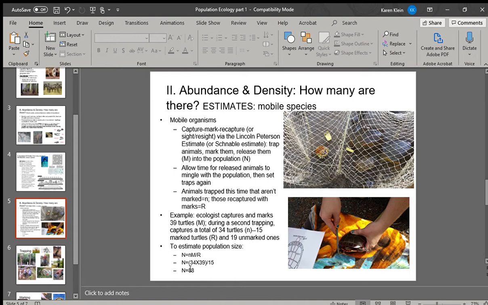You can, again, use confidence intervals to give you a range instead of one number. Like you estimate that there are 88 eastern painted turtles in Green Pond based on your mark recapture study, but we're 95% confident that that number is between, for instance, 80 and 96 for your confidence interval. This is a picture showing turtles being trapped here in a trap, and this is marking a turtle.